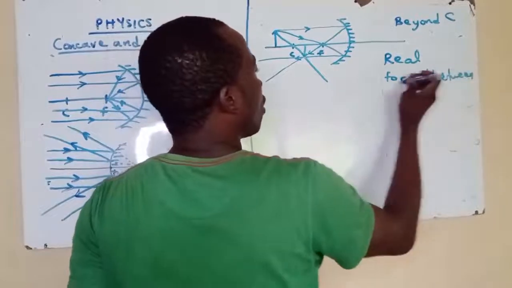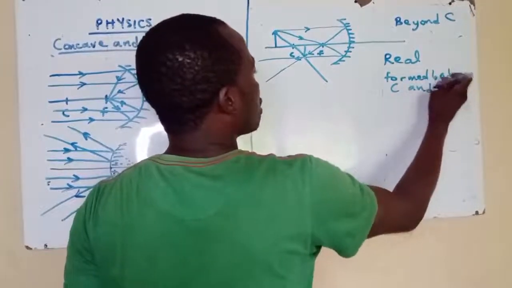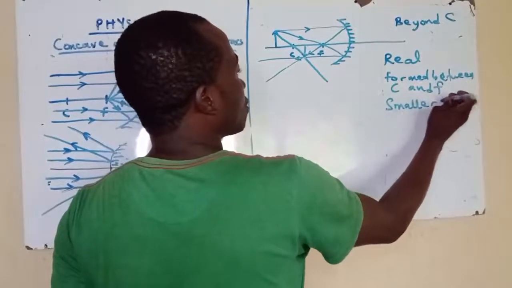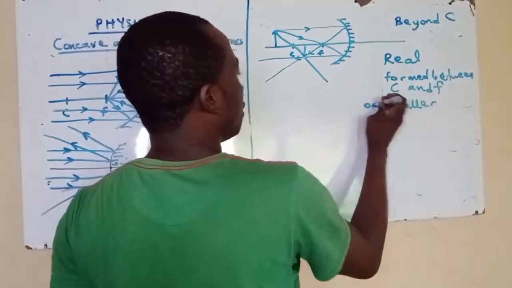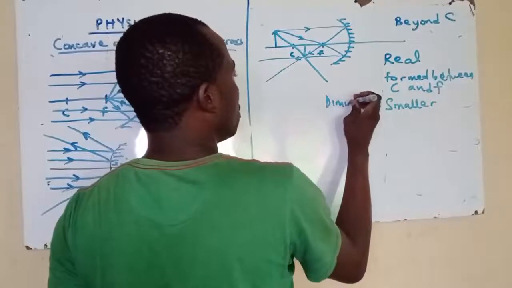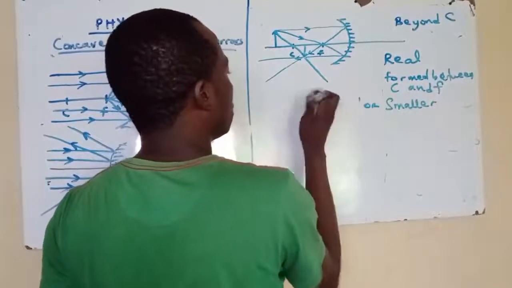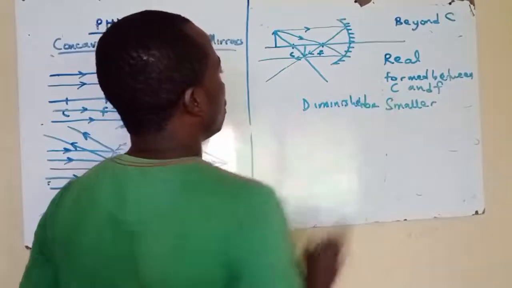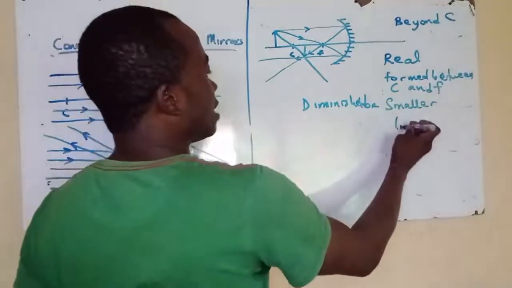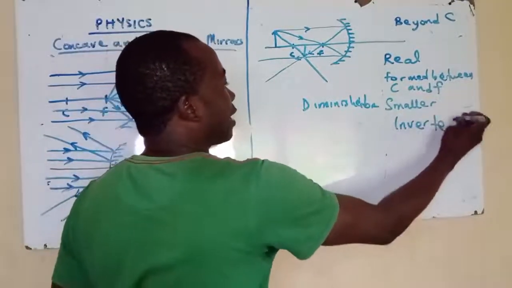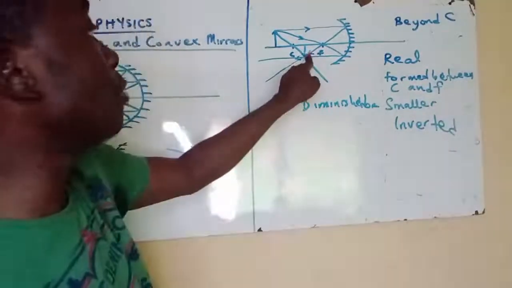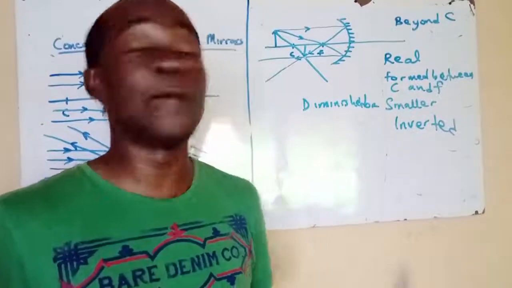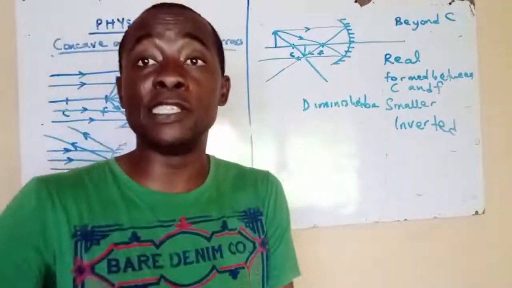The image is formed between the curvature and the focus. Then, it is smaller than the object. Sometimes we can call it diminished. Then another one is that it is inverted, which means the image is upside down compared with the object.